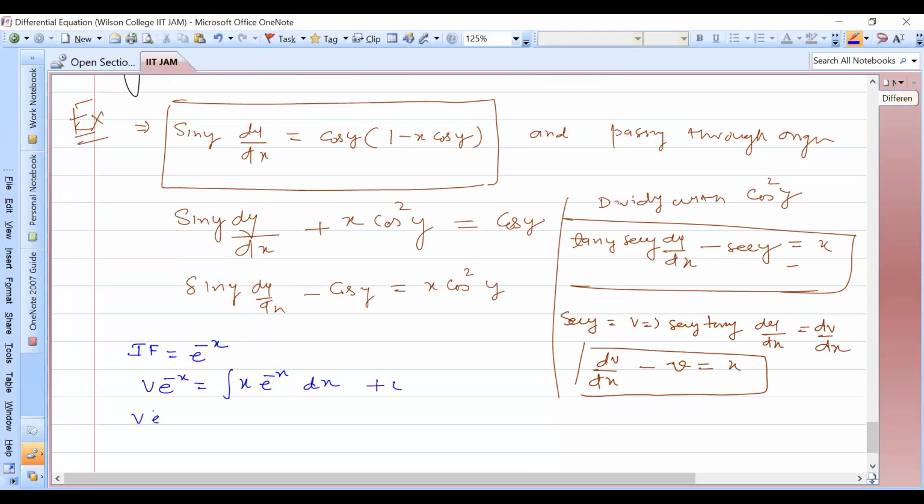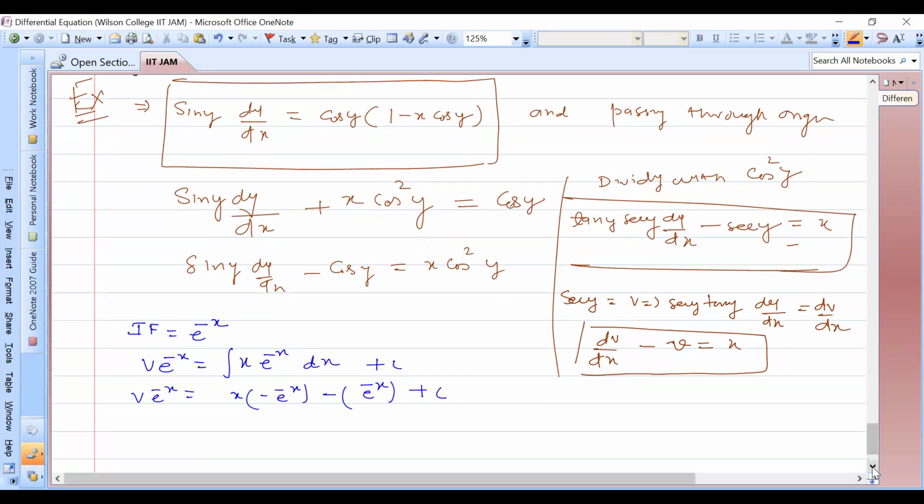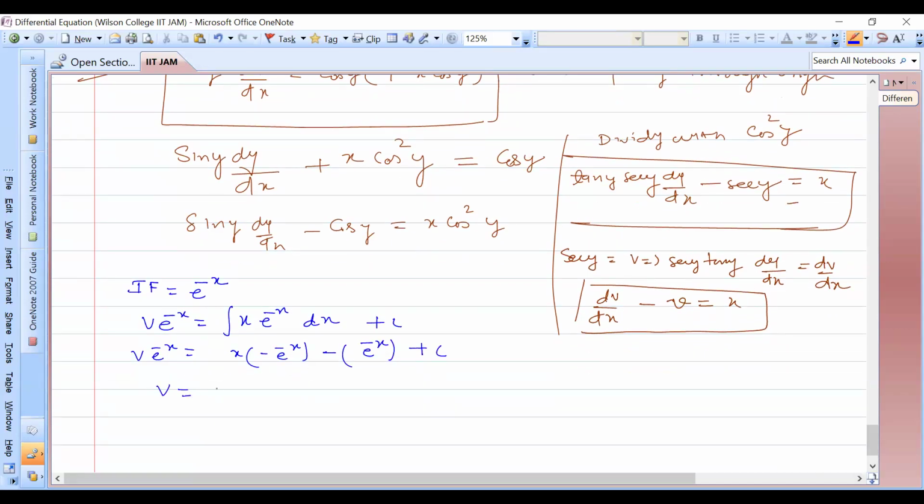So it can be written as v into e raised to minus x equals x into e raised to minus x, minus 1, e raised to minus x plus c. Or this can be written as v equals minus x minus 1 plus c times e raised to x. And what is v? v equals sec y. So sec y equals minus x minus 1 plus c e raised to x.